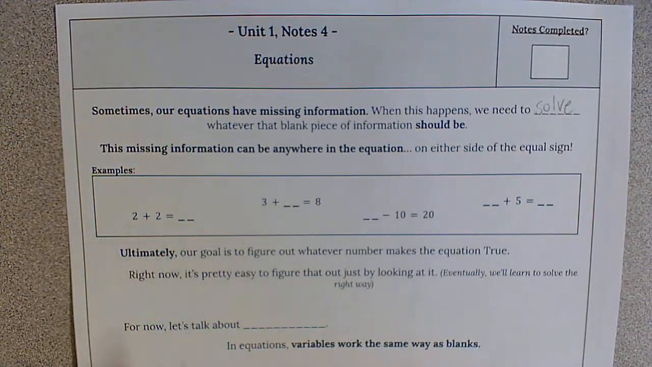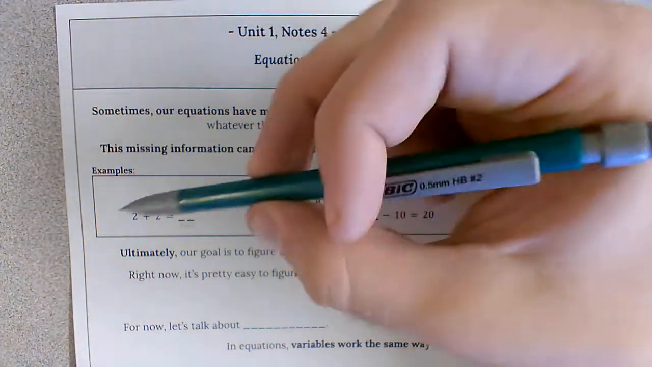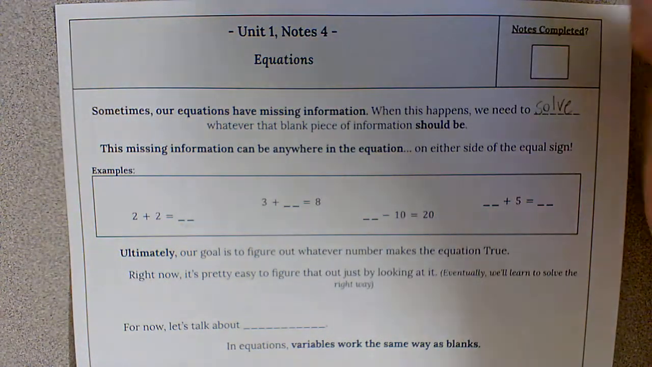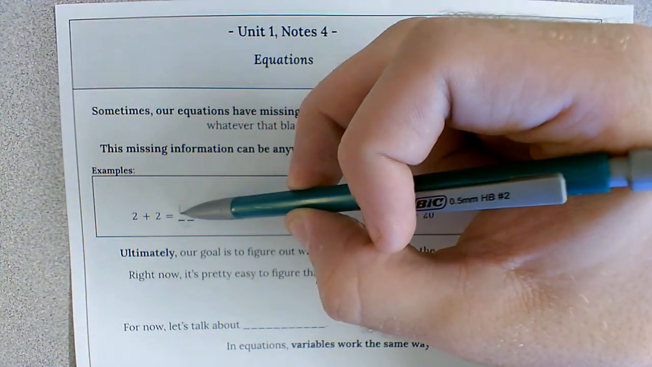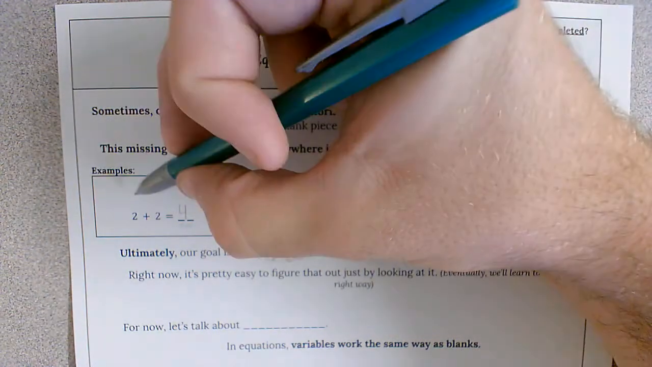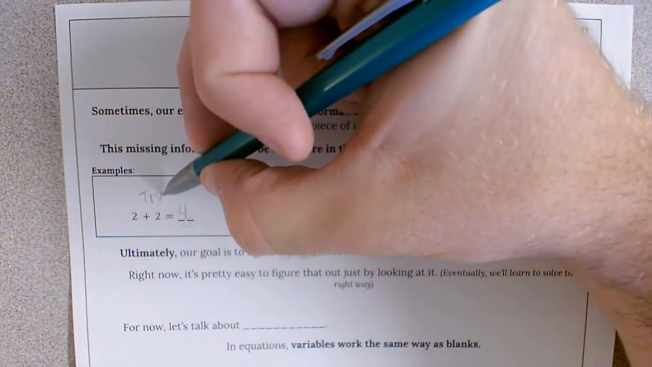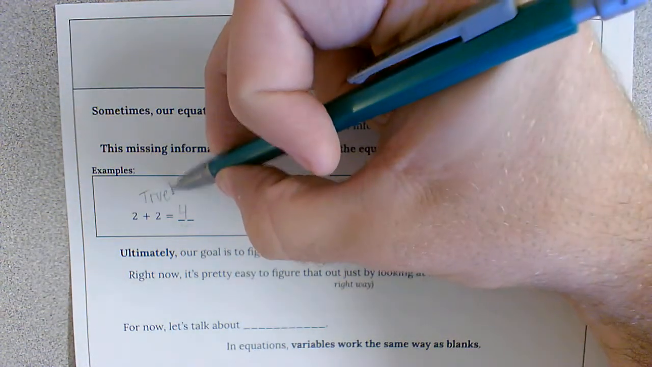So when you've had 2 plus 2 equals blank in the past, what you're really doing is filling in this blank to have a true equation. I'll show you what I mean. We know that 2 plus 2 equals 4, so the thing we need to fill in on the right side is 4. This makes sure that the equation is true, because we want to make sure our equations always turn out to be true.